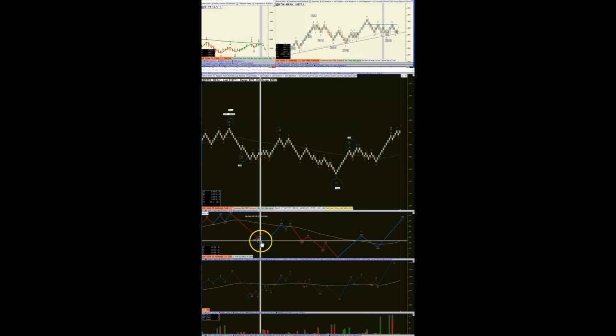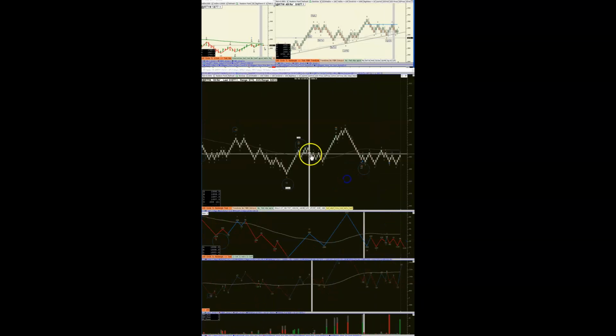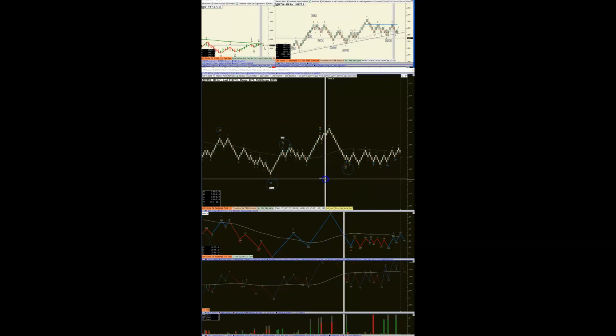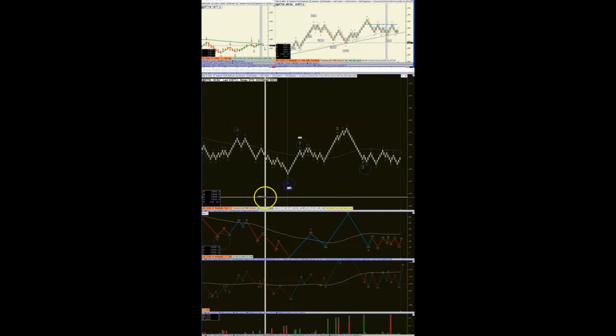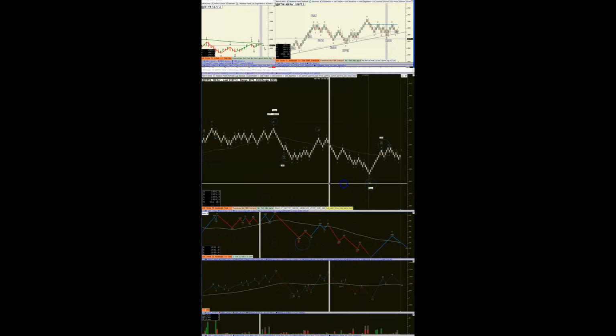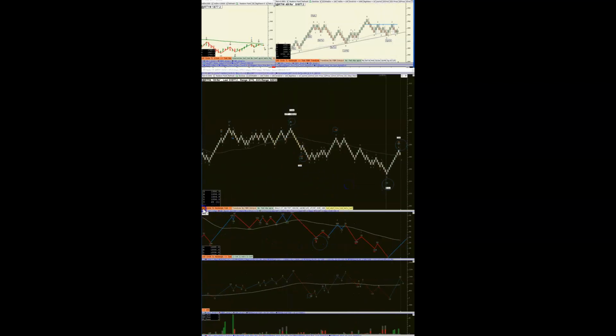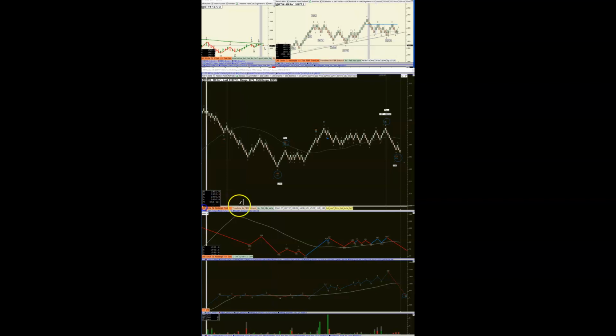Over here it's very clear. But the moves are not big. Why? Because it's range bound. Range bound, you've got to know how to trade that. From support to resistance. From resistance to support. From support to resistance.